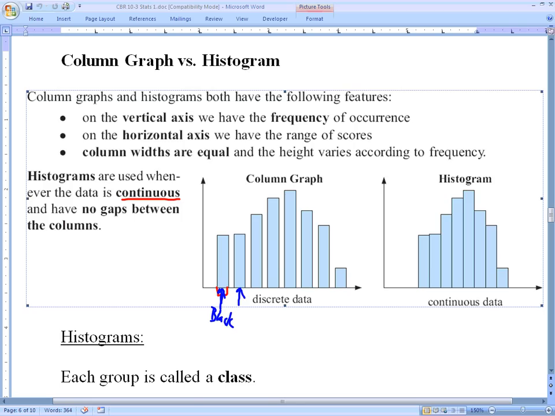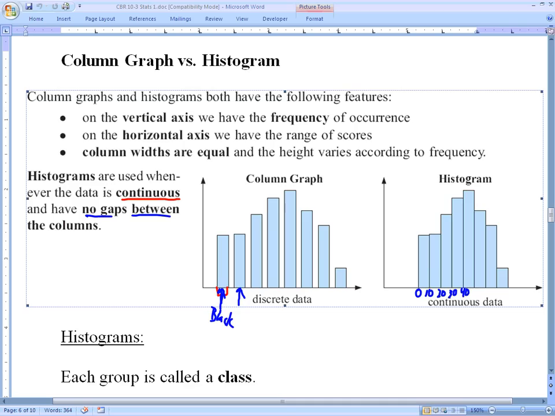The histogram, on the other hand, has no gaps between the columns, and we use that for continuous data because we can actually have a number line. We might have a group from 0 to 10, and then from 10 to 20, and 20 to 30, and 30 to 40, and so on and so forth.